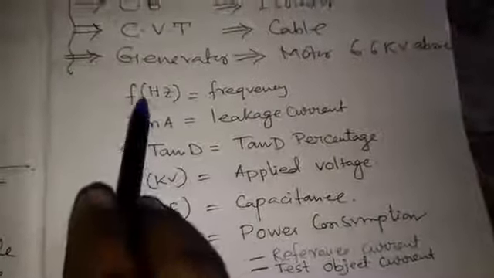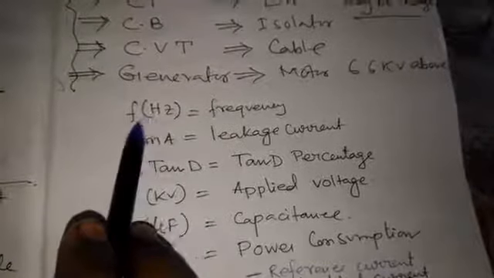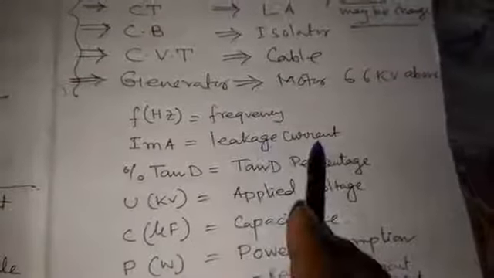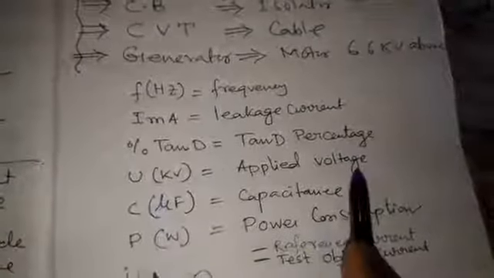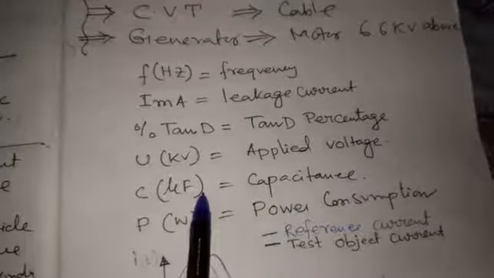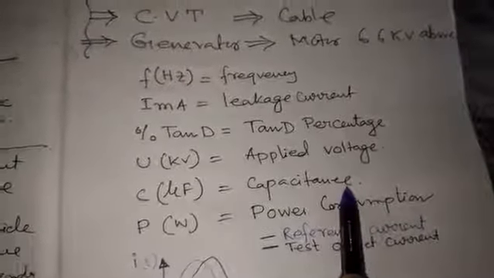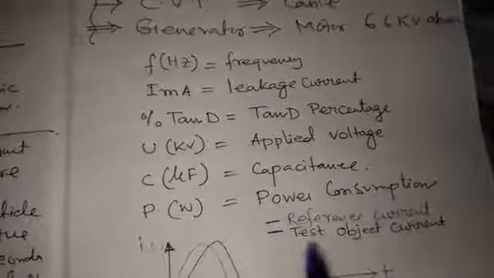After the tan delta test, with the help of some updated machines, we get the frequency we are applying, the leakage current flowing through the equipment, the tan delta percentage, and the applied voltage to the terminal of the equipment under test. C is the capacitance in microfarads, the capacitance between the primary and secondary of the equipment we are testing, and P is the power consumption.